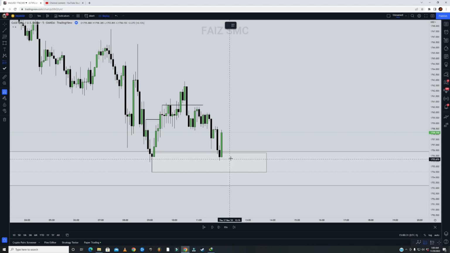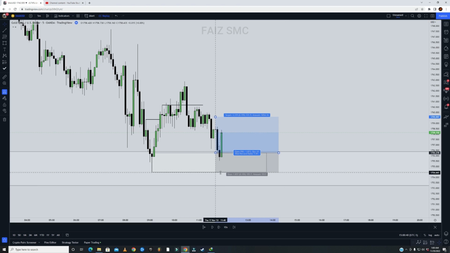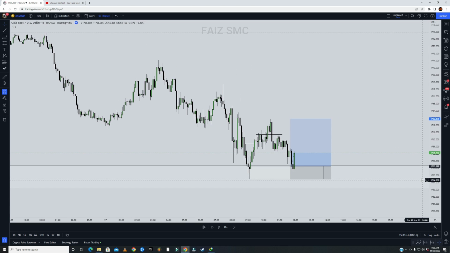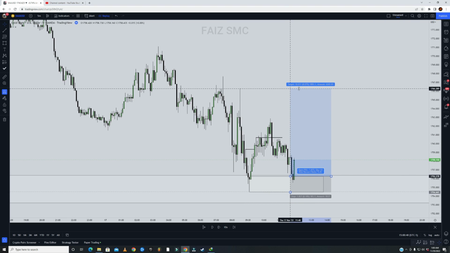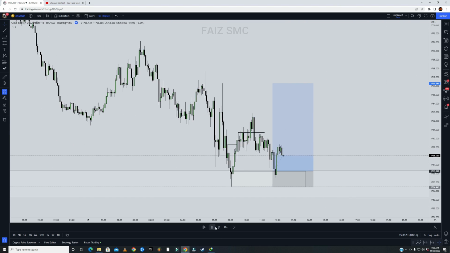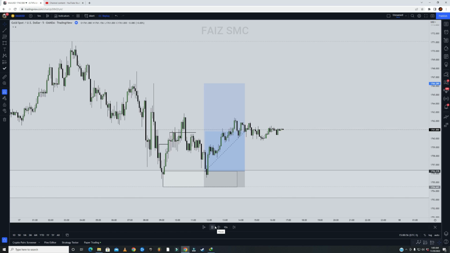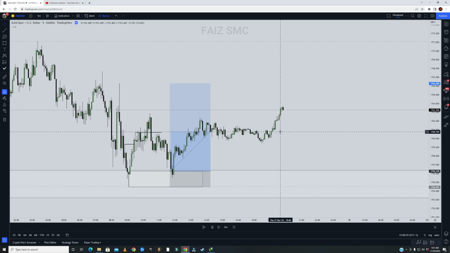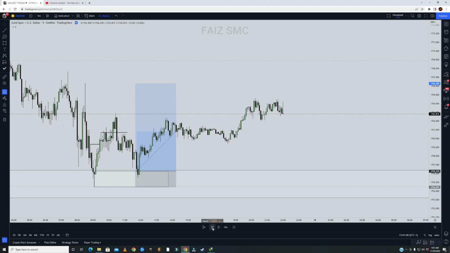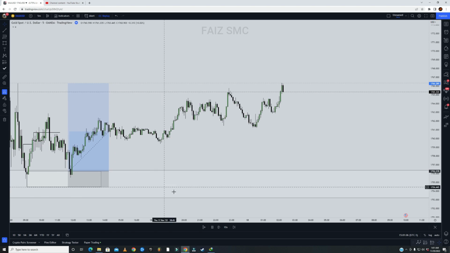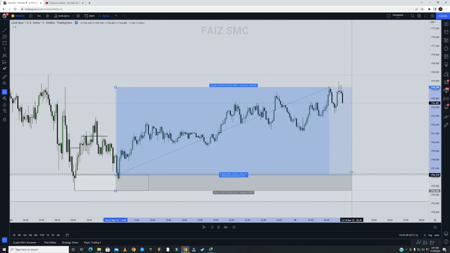And you can take your entry till 4 o'clock, okay? Before 4 o'clock New York time, PM. So you can put your stop right below this level. And for the target one, I can take my TP1 here. And my final TP would be this level here. So let's see how price plays out. And there you go. So we hit our take profit level.